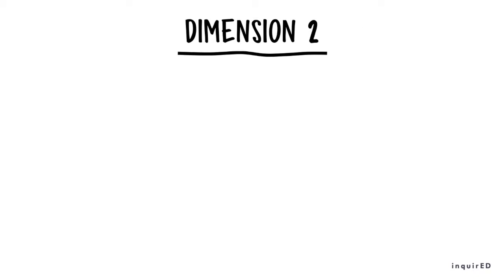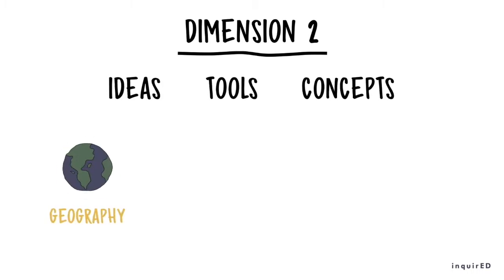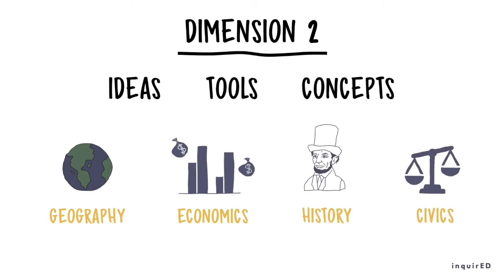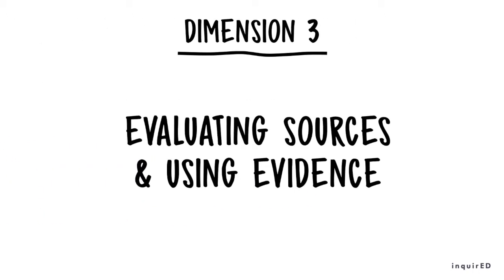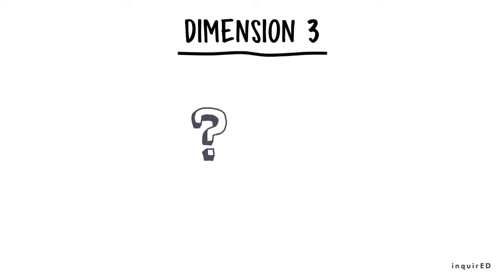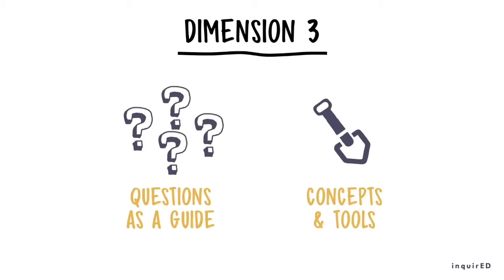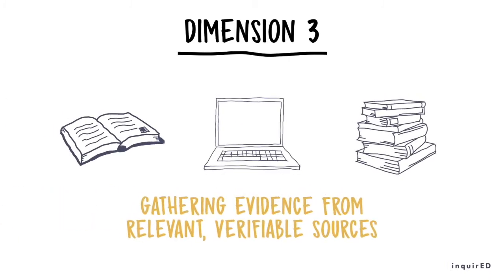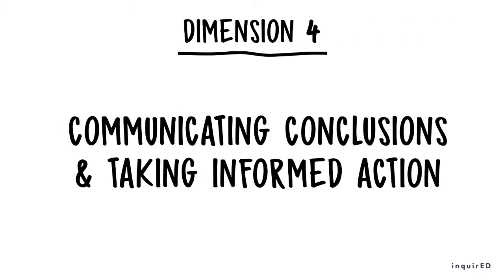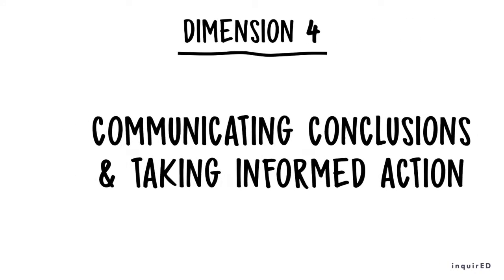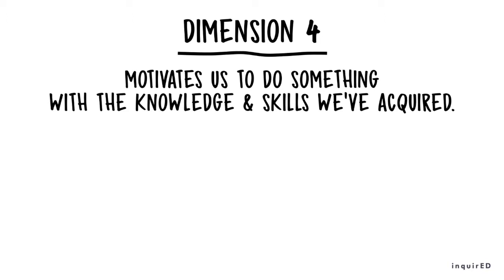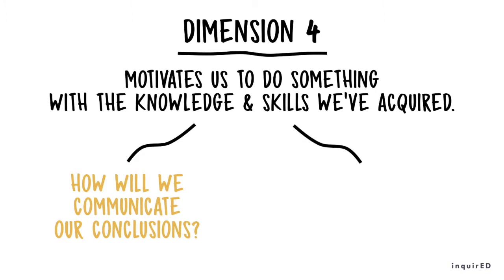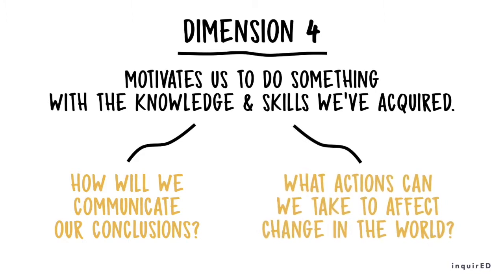This is where we can dig into the content, investigating the ideas, tools, and concepts of geography, economics, history, and civics. Dimension 3, evaluating sources and using evidence. With questions as a guide and content-specific concepts and tools in hand, we move on to gathering evidence from relevant, verifiable sources. Dimension 4, communicating conclusions and taking informed action. Dimension 4 motivates us to do something with the knowledge and skills we've acquired. How will we communicate our conclusions? What actions can we take to affect change in the world?